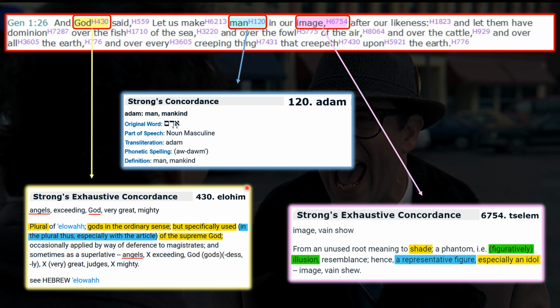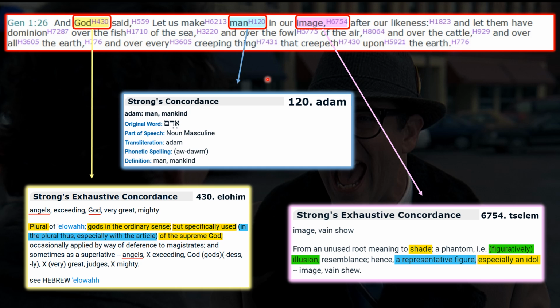And Hebrew 430 in the Bible is the word Elohim, which means angels, God. It's plural, and it means gods in the ordinary sense, but specifically used of the supreme God. So it's synonymous with the word angels, judges, and magistrates. So we can read that now as, and Elohim, gods, said, let us make man, which is Hebrew word 120, which is man or mankind. It's also the lowercase form of Adam, so that's pronounced adam, not the Adam and Eve Adam.